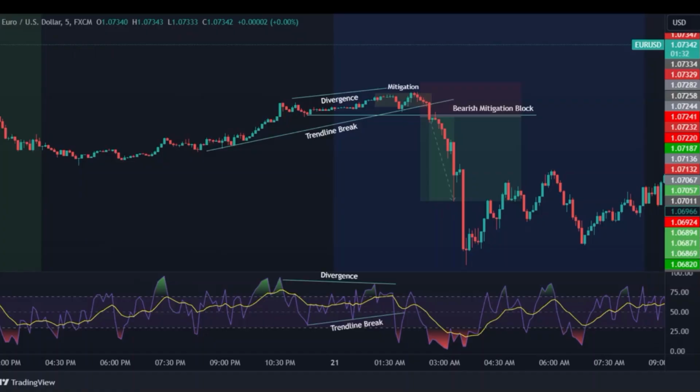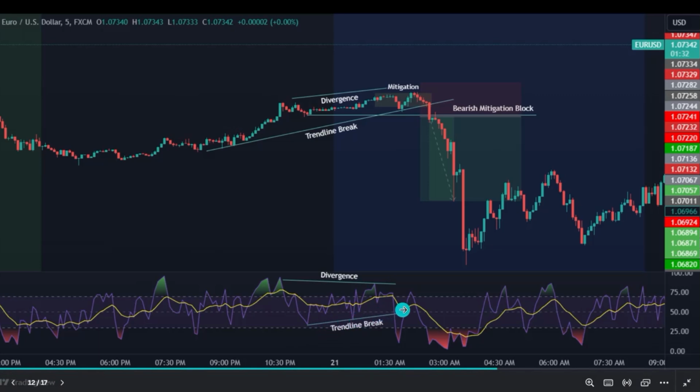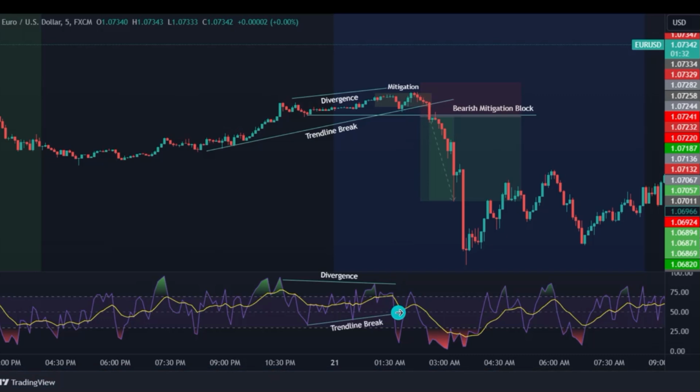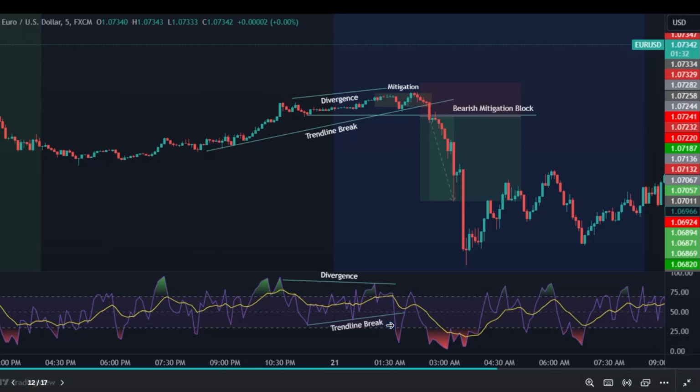Here we have both a divergence and a trendline break, along with the mitigation block. We have a trend line established on this 5-minute chart. We have a divergence between this price movement and the RSI. We also drew a trend line break down here, and we see that happen before the actual trend line break on price action. On the RSI, the trend line break occurs early.